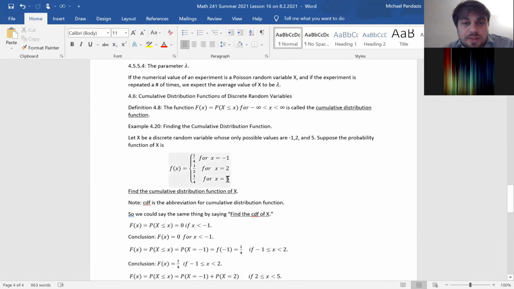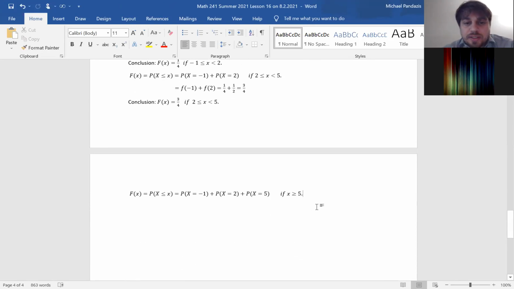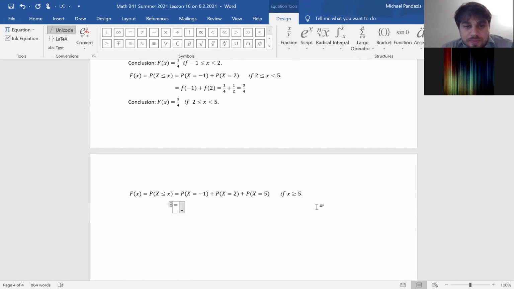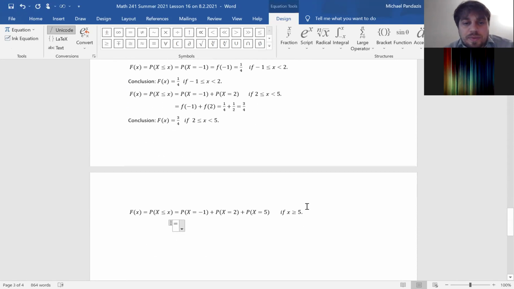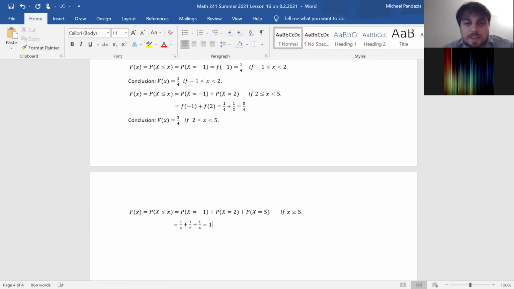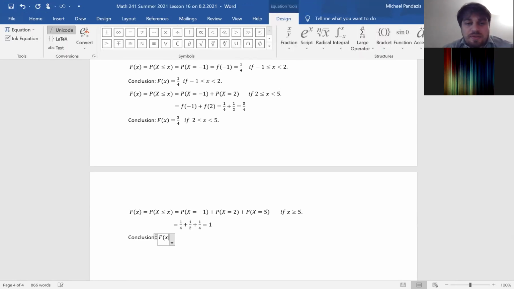Negative 1, 2, 5. Okay. So then this is equal to, and so each of these probabilities are 1/4, 1/2, and 1/4. It's 1/4 plus 1/2 plus 1/4. That's equal to 1. Okay, and so now this conclusion is that capital F of little x is equal to 1 if little x is greater than or equal to 5.